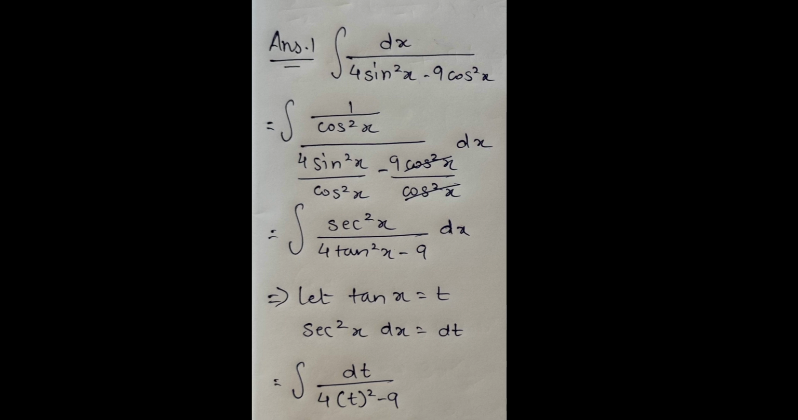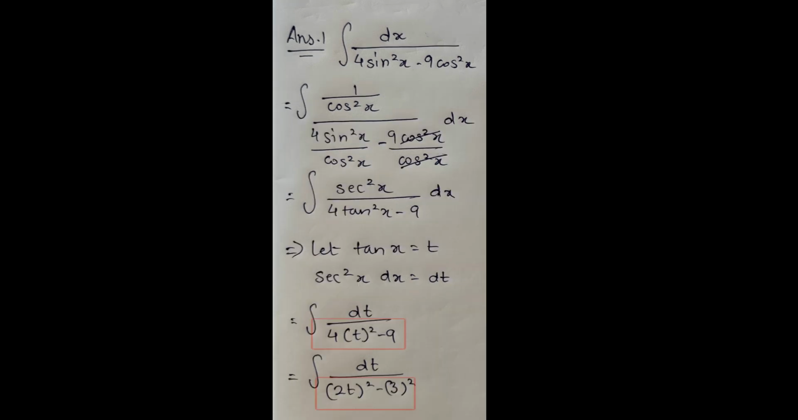In the next step, let tan x equal t. Therefore the derivative of tan x will be sec square x, so sec square x dx equals dt. Now change the values, so the new equation will be integration of dt by 4t square minus 9.